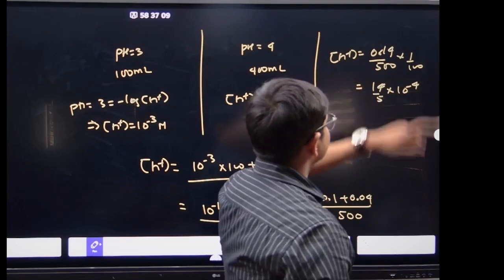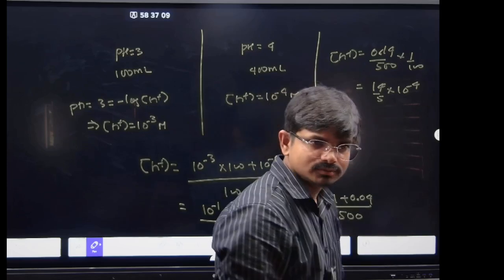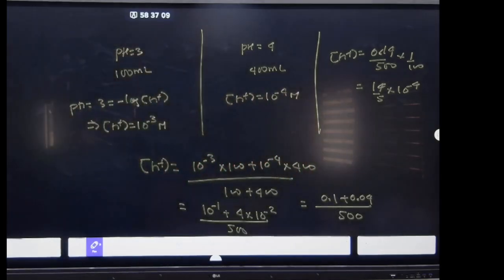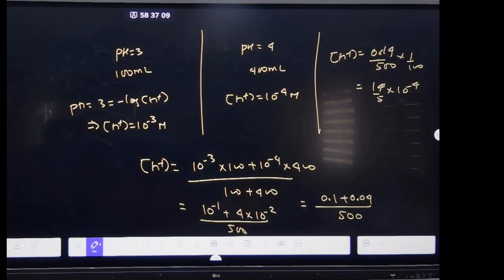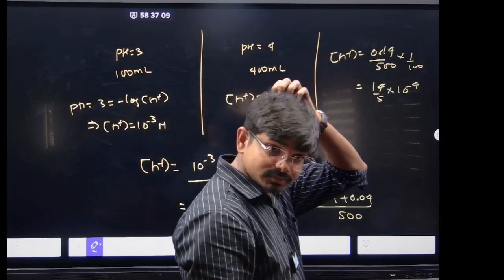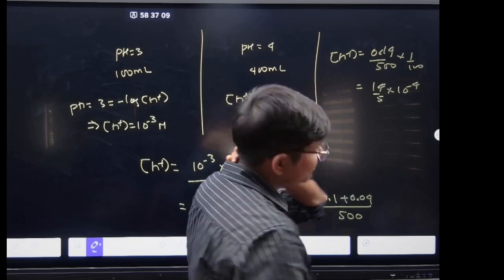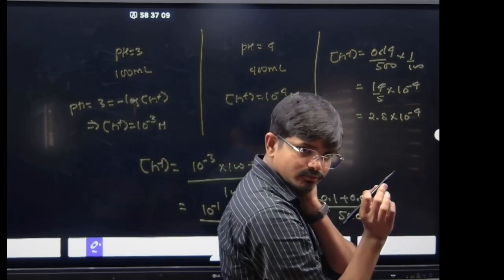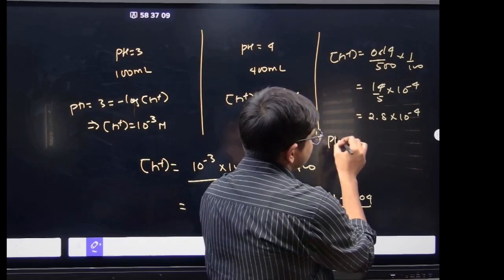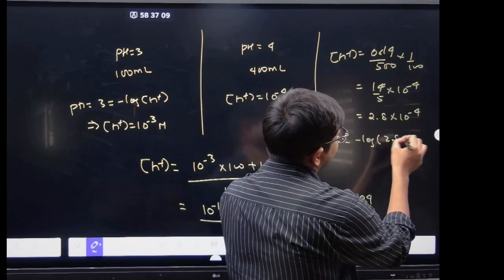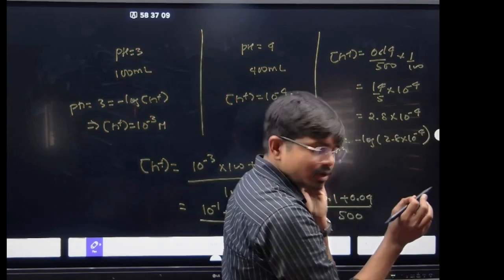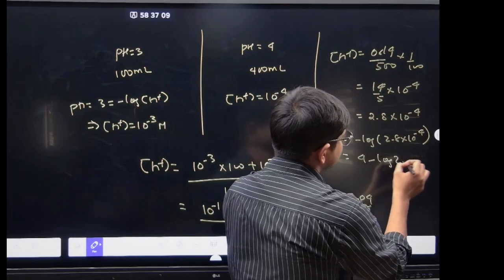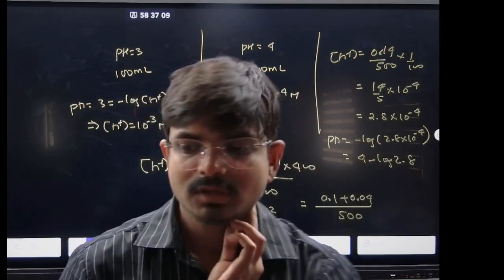Now see here, it is almost 5 by 14. Got it? See what values they have given. They have given the values in terms of log, so we don't need to find the log, right? So 5 by 14 is how much? It will be 2.8. Fine. Now I can write pH is equal to minus log of 2.8 into 10 to the power minus 4, which implies 4 minus log 2.8. See what is given. Which option?